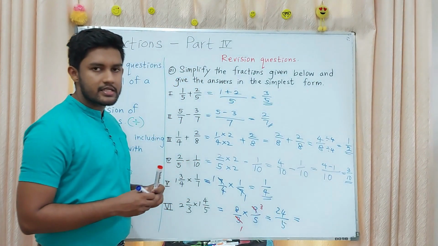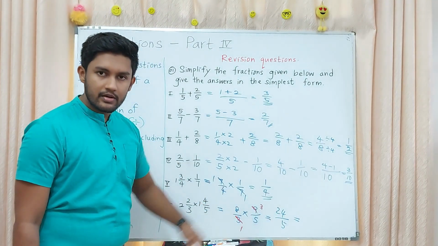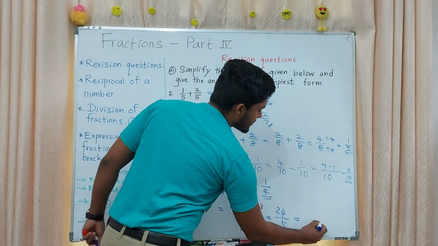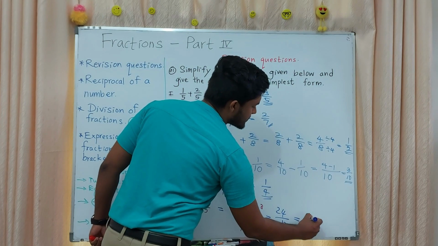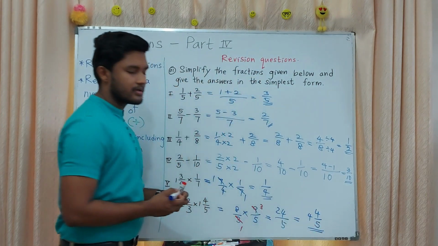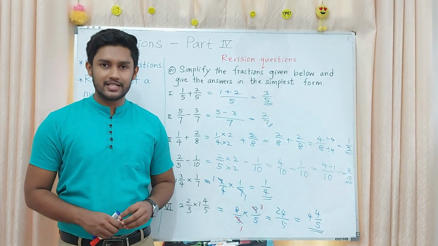We can convert this improper fraction into a mixed number. Then 5 into 4, remaining 4. Like that we can solve the fractions.